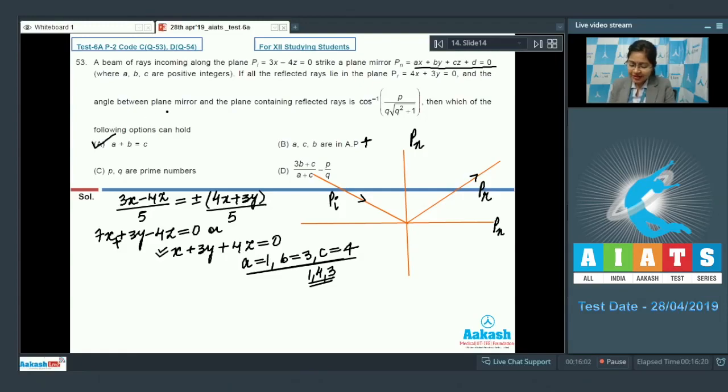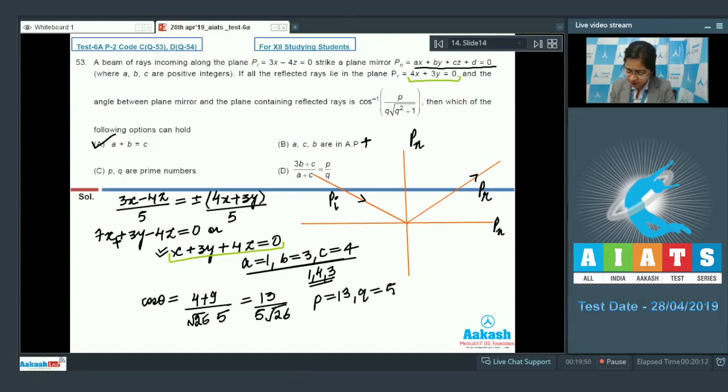Now, it has been given that the angle between the plane mirror and the plane containing reflected rays. Now, we have to find the angle between this plane mirror and the reflected plane, that is this one. So, cos theta will be equal to (4 plus 9) upon under root of (1 plus 9 plus 16), that is root 26 into 5. So that is equal to 13 upon 5 into root 26, which means that the value of P is equal to 13 and the value of Q is equal to 5.